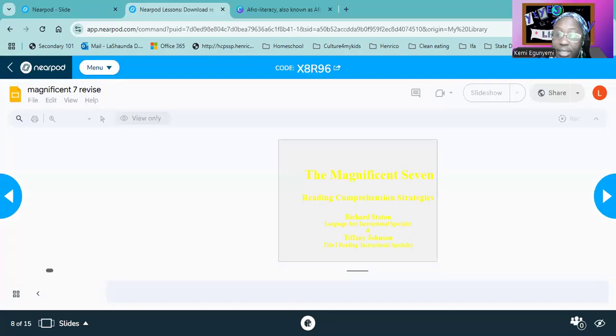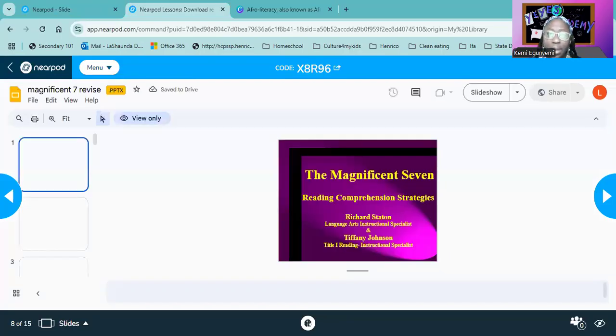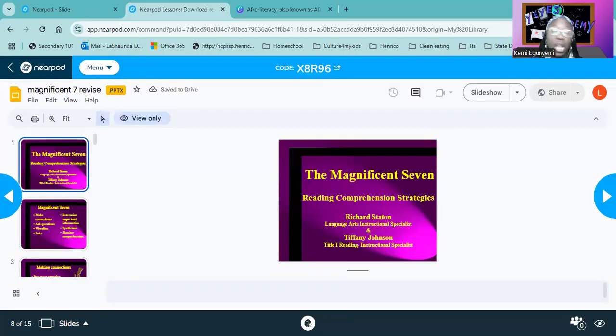Where we're going to go next is we're going to talk a little bit about the Magnificent Seven strategy that was introduced to me when I first became a reading teacher in my district. Mind you, I wasn't certified to do reading. They stuck me in the classroom and it just became this natural bond. And I figured out ways to connect with the students and enhance their reading skills.